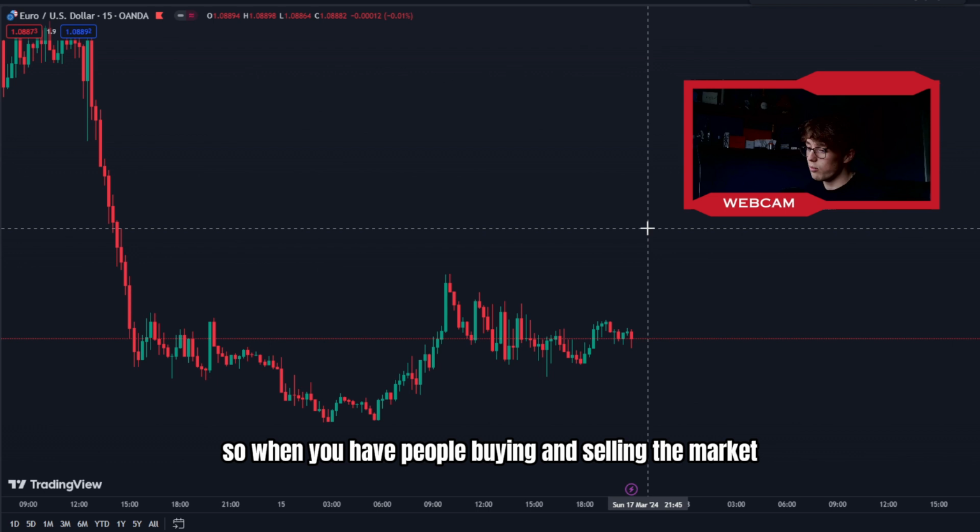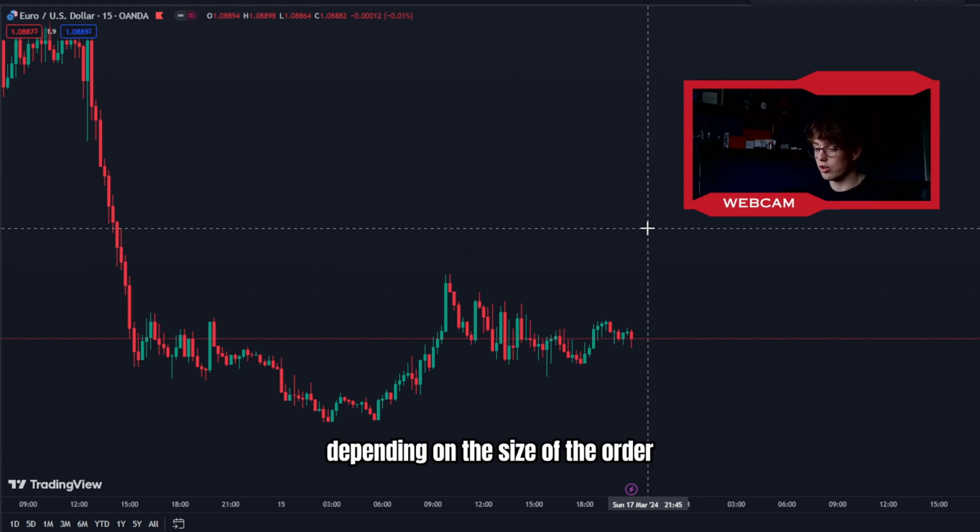So, when you have people buying and selling the market, this is going to push price depending on the size of the order. Now, obviously, people like you and me with our small capital are not going to be pushing the market every time we place an order. However, institutions, banks, countries even, who are trying to get a hold of certain currencies, when they place their orders in the billions and millions and trillions, they are going to move the market.